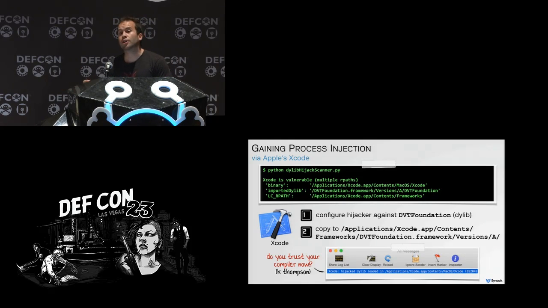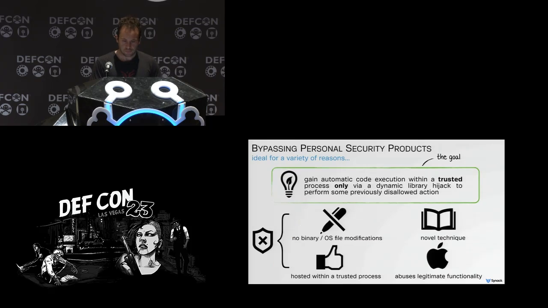So it turns out that Xcode is vulnerable to a dylib hijack attack. So again, we can customize, configure a malicious dylib, simply save it to the file system. That's all we have to do. Now, every time Xcode is started, our malicious dylib will get automatically loaded by the loader into Xcode's process space. If you can't trust the compiler, you should pretty much just go home.